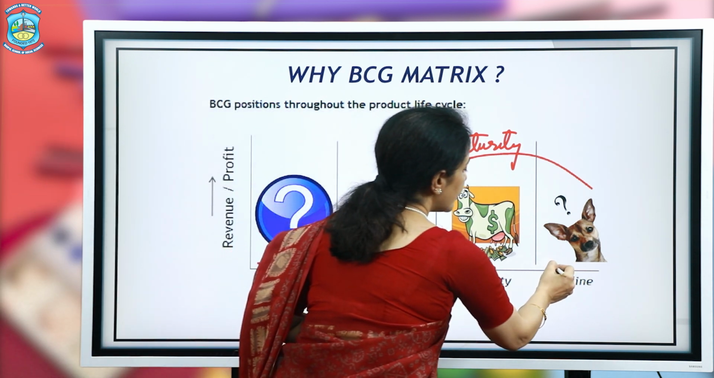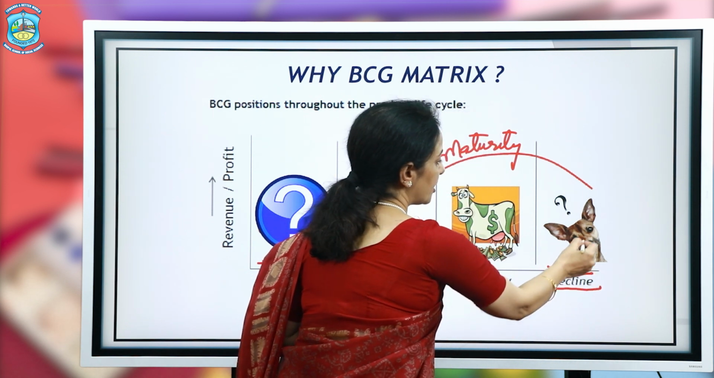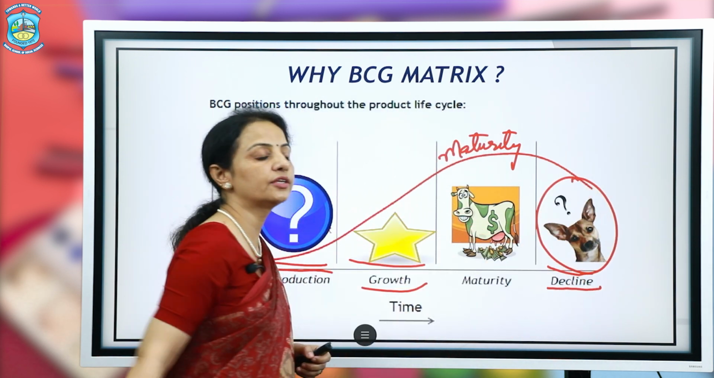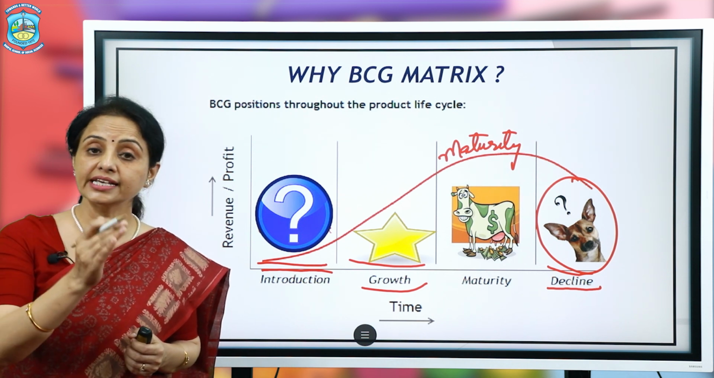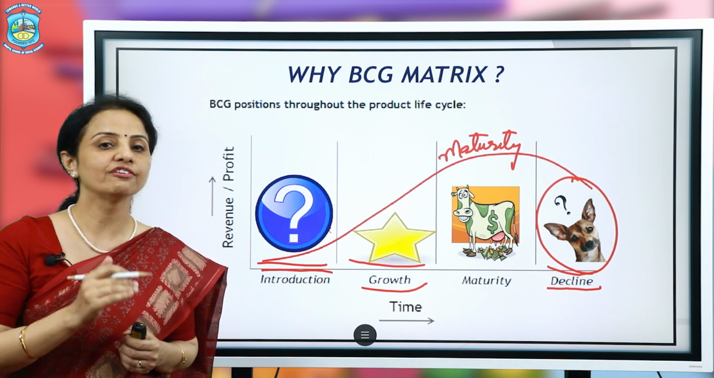And the last one is the decline stage of the product life cycle, where you can find the firms which have become dogs. These are in the decline phase and the sales have already started to fall.